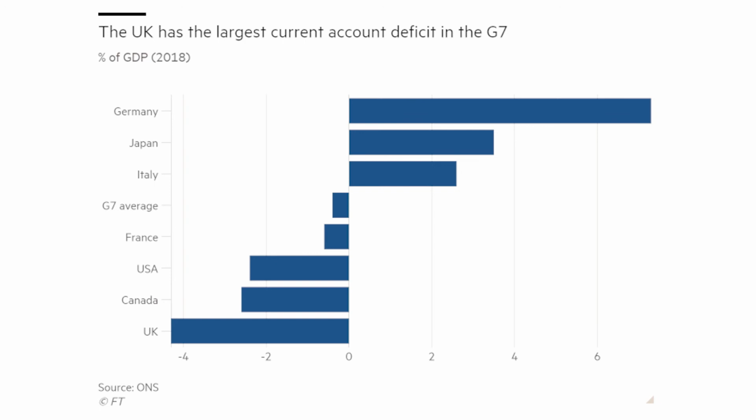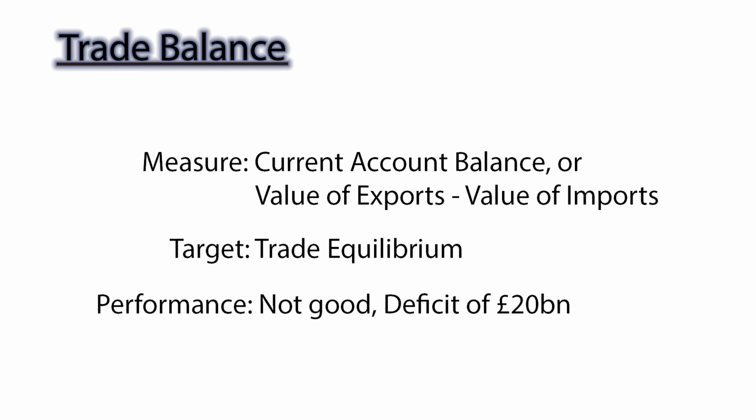Indeed, as you can see, we actually have the worst trade deficit in the G7, roughly £20 billion a year, or 4% of our GDP. That's money leaving our economy.